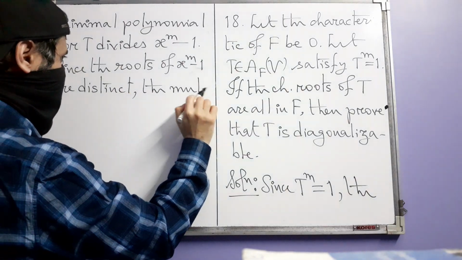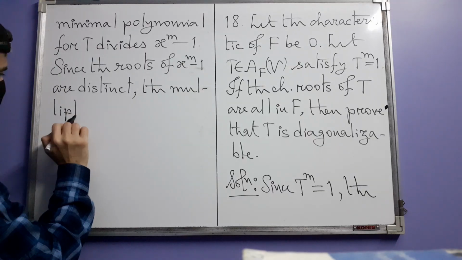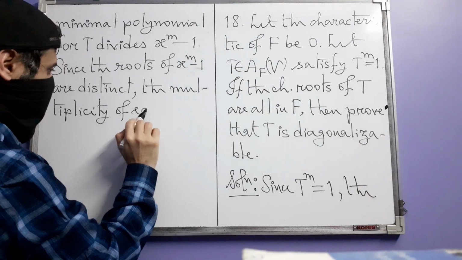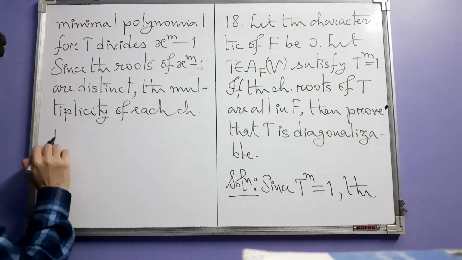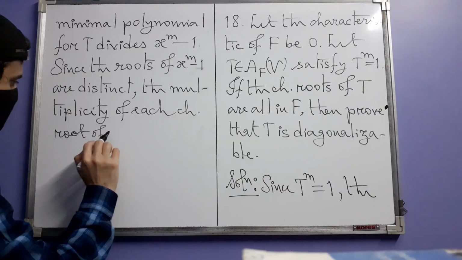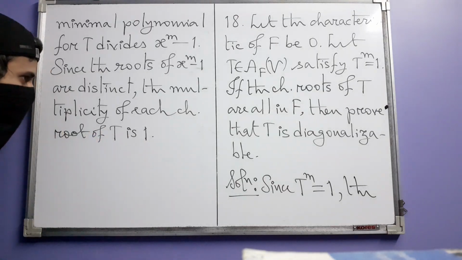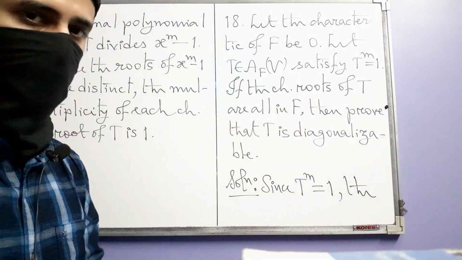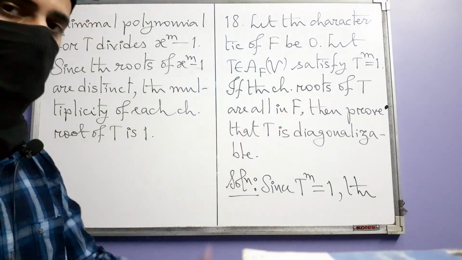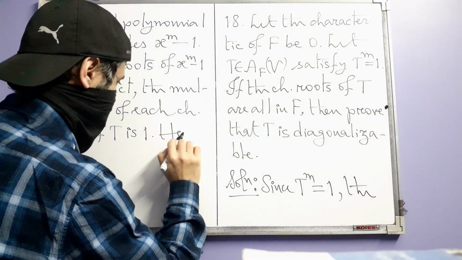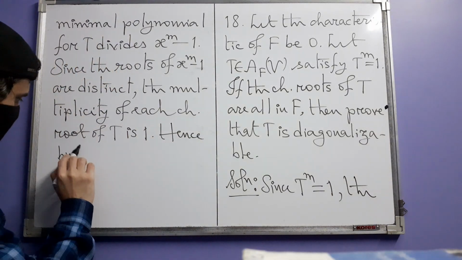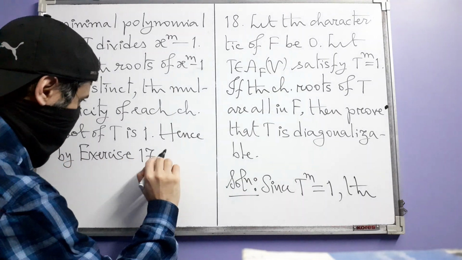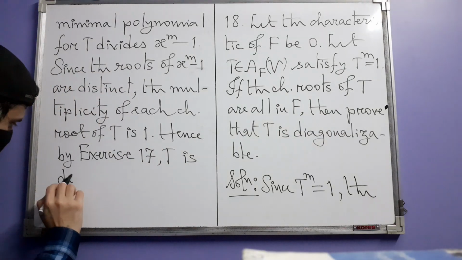The multiplicity of each characteristic root of T is 1. Combined with this, the fact that the characteristic roots of T are all in F, by the previous exercise, T is diagonalizable. Hence, T is diagonalizable.